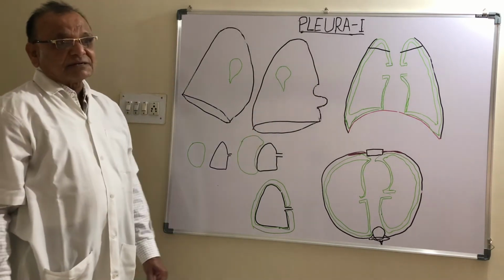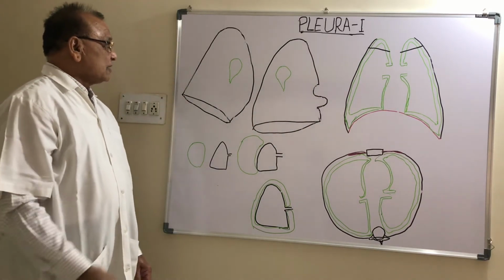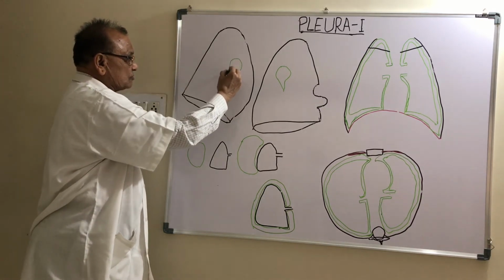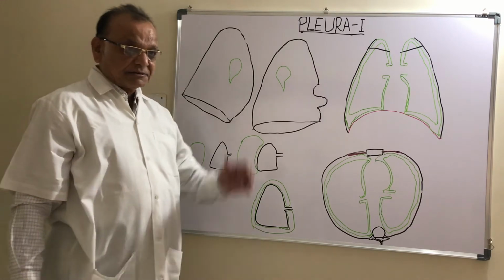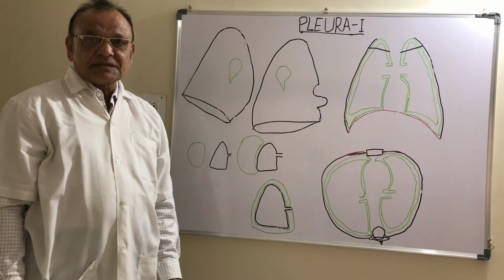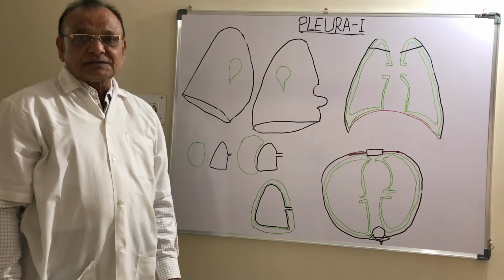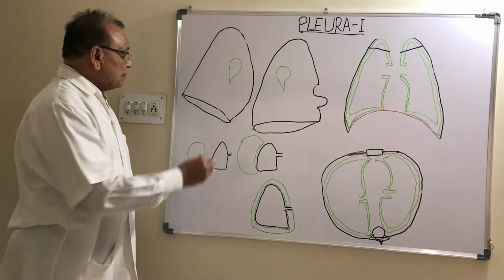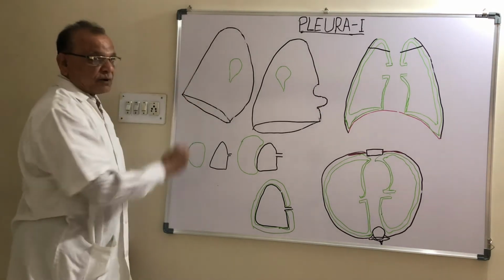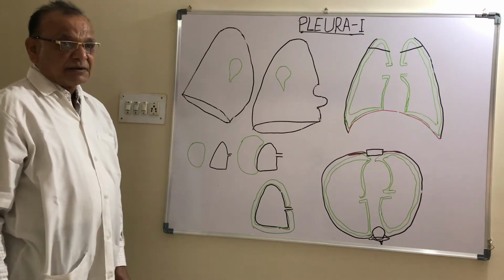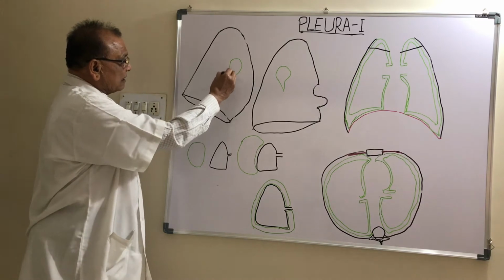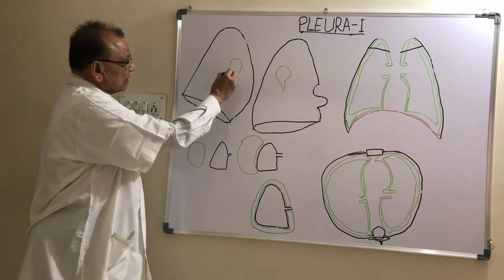Now on the mediastinal surface of both the lungs, there is a depression, and this depression is known as the hilum. And below the hilum, there is a ligament, and this ligament is called the pulmonary ligament. The pulmonary ligament has two layers, and in between the two layers is part of the lung.